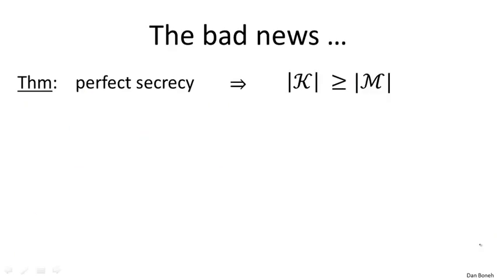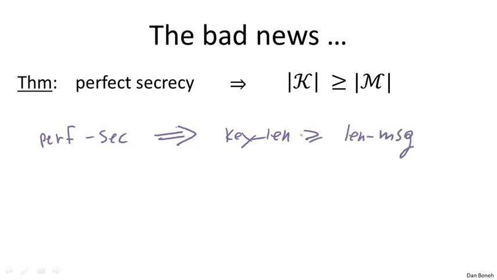Well, the bad news is that Shannon, after proving that the one-time pad has perfect secrecy, proved another theorem that says that if a cipher has perfect secrecy, the number of keys in the cipher must be at least the number of messages that the cipher can handle. So in particular, what this means is if I have perfect secrecy, then necessarily the length of my key must be at least the length of the message. So since the one-time pad satisfies this with equality, the one-time pad is an optimal cipher that has perfect secrecy.